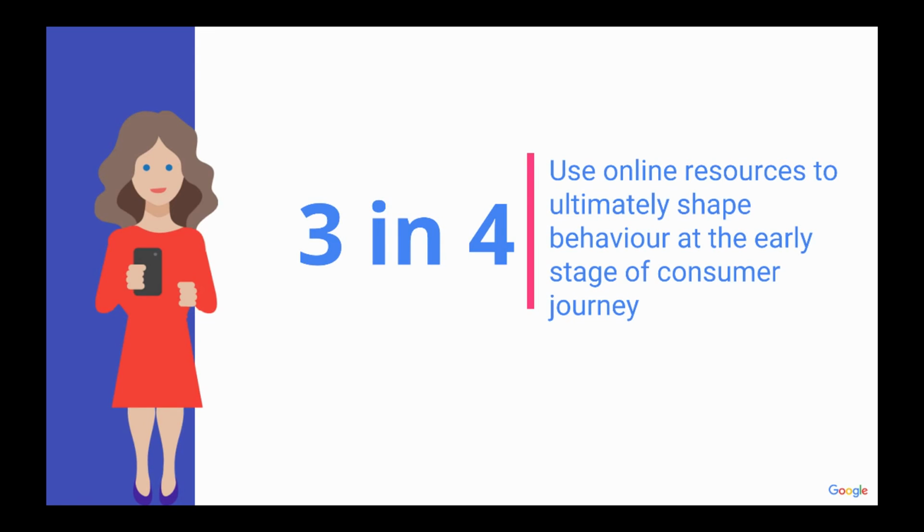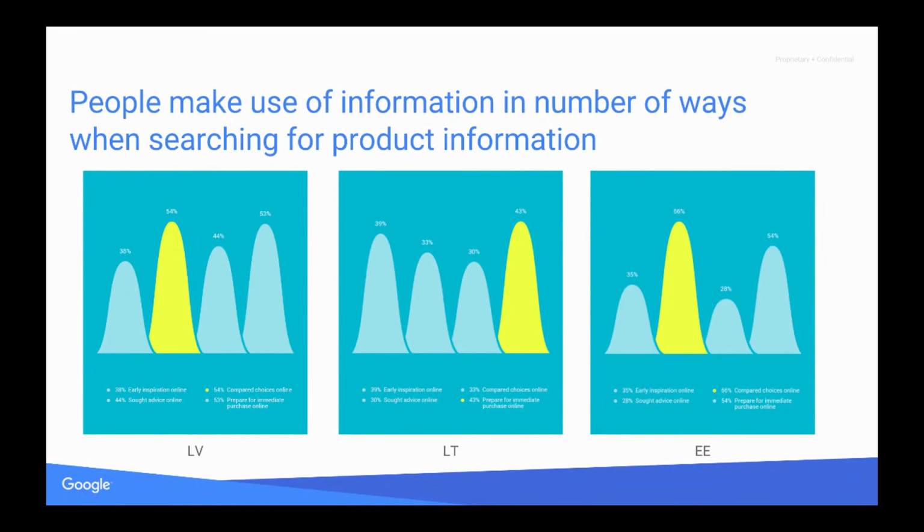And here it's very important to think about the branding, right? And whether your brand is visible at the early stage in order to shape the person's behavior in your favor. When searching for various product information, people make use of online data in various ways. In Latvia and Estonia, people mainly compare the various product offerings online, while in Lithuania, people tend to have more impulsive buying habits.